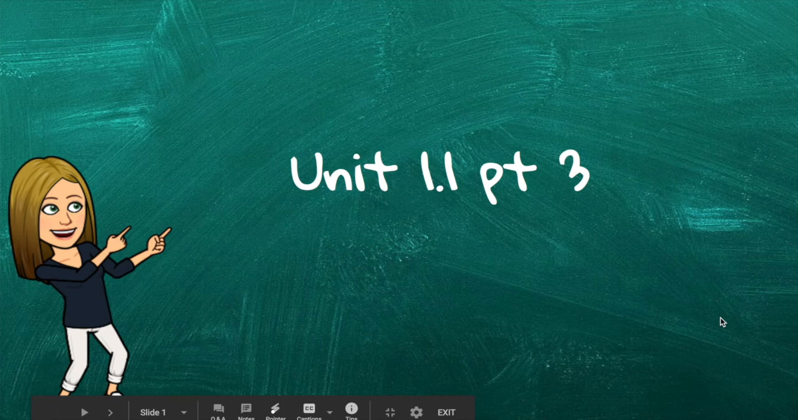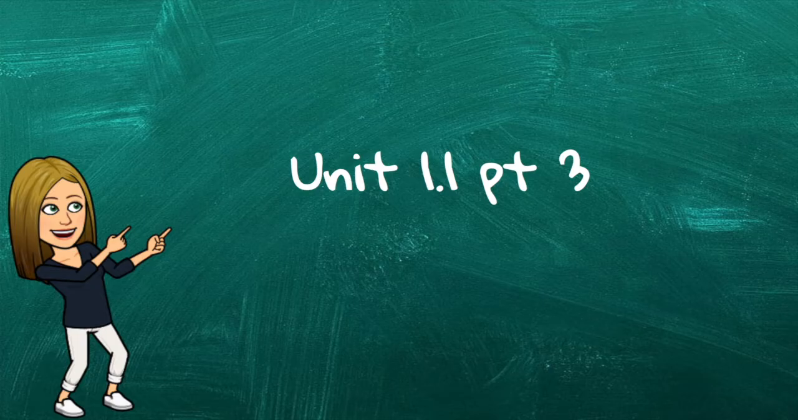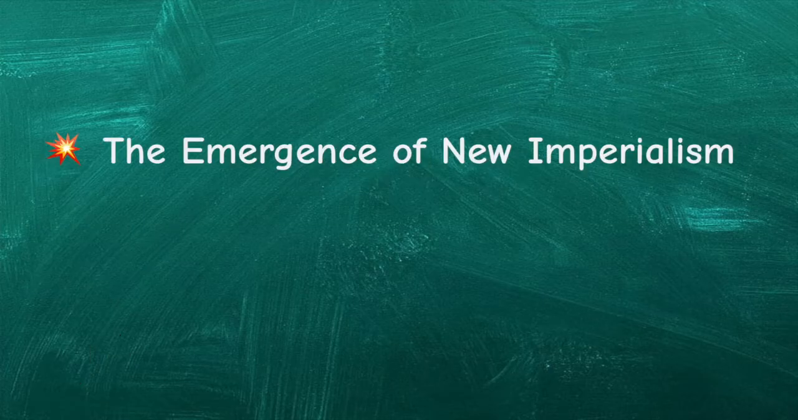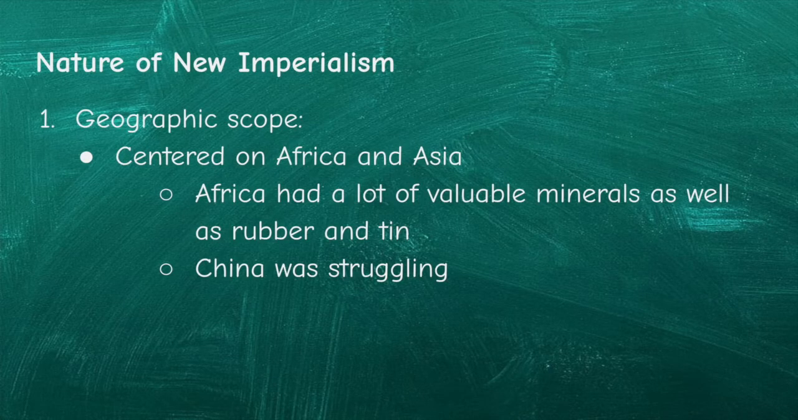We're going to look at now, continuing on with our investigation into the reasons for European imperialism in the late 19th century. We're going to be doing part 3 of this, and that is the emergence of new imperialism. And that's our next bullet point, our next subtopic for this unit. So, the nature of new imperialism.